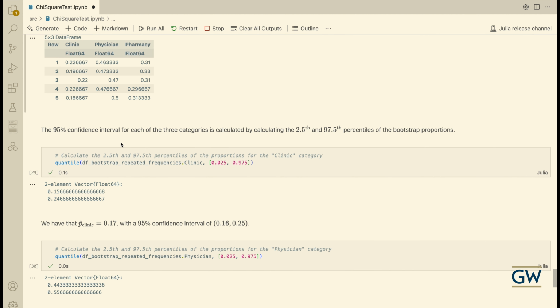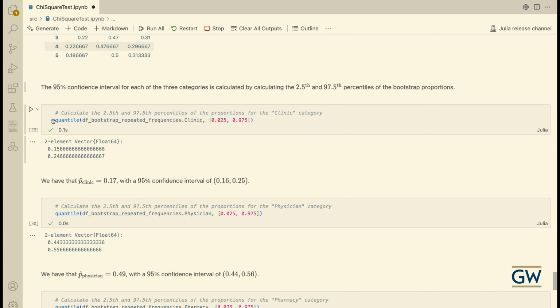Now what I can do for the clinic, for all the 100,000 clinic values, is work out the 2.5th percentile and the 97.5th percentile. In other words, I'm capturing the middle 95% of all those values. For the 2.5th percentile, only 2.5% of those clinic proportions would be less than that value. And if I look at the 97.5th percentile, only 2.5% of values would be more than that. So I'm capturing this middle 95%. Now, this distribution of these proportions is not normal, so I'm not going to get symmetric intervals around my observed proportions. And that's what I've done for all three of these.